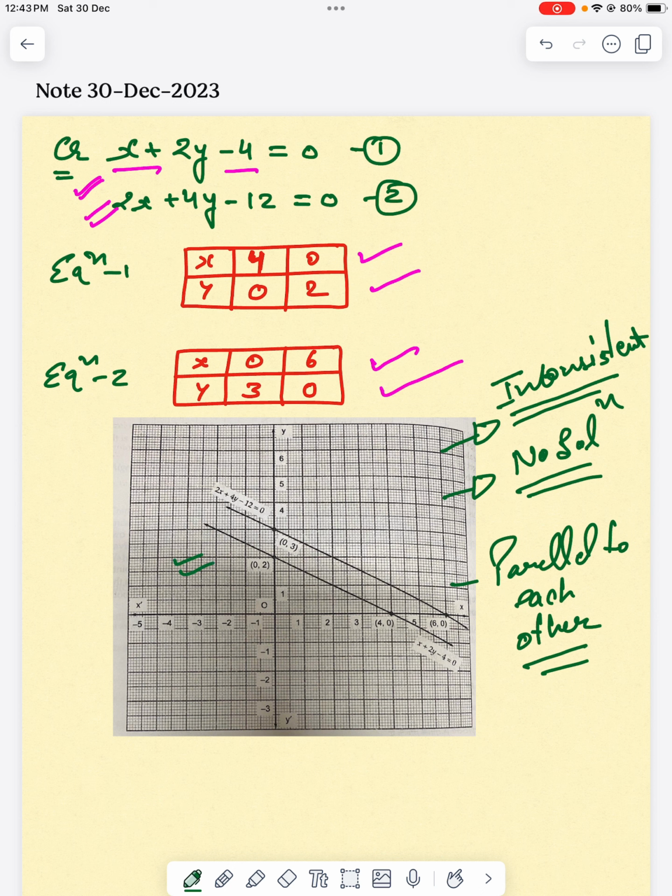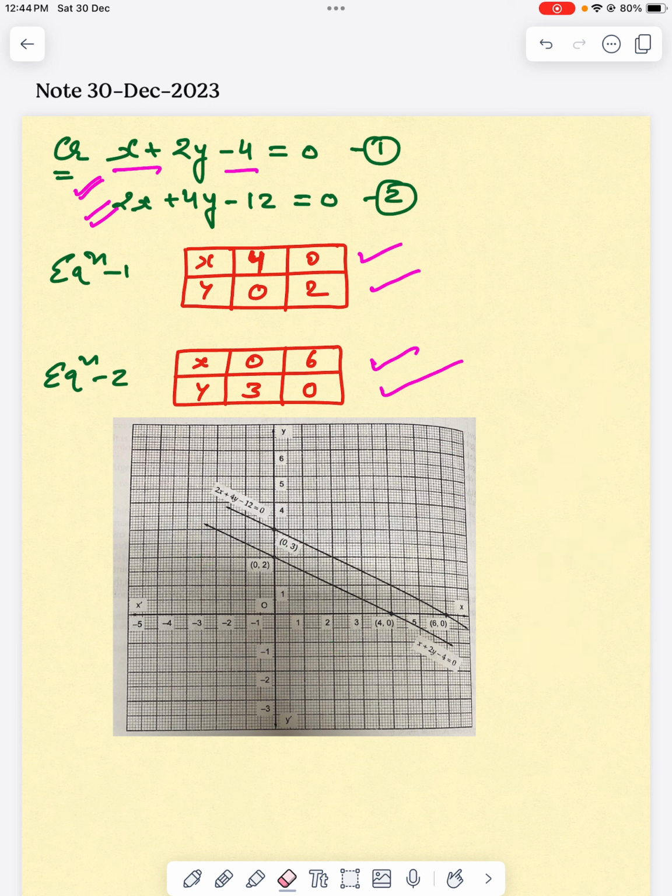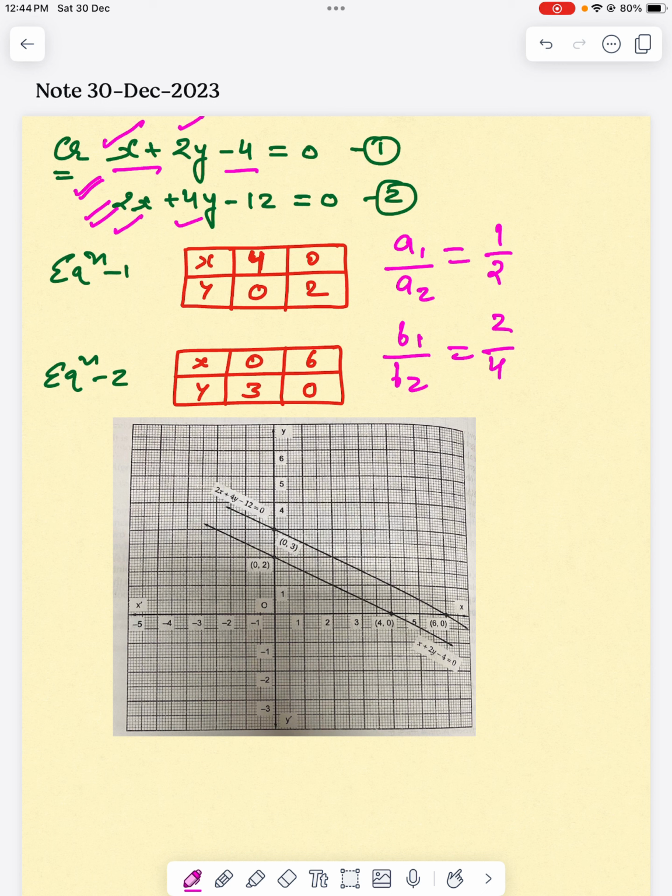This has to be remembered from your examination point of view. This is very important also. So since they are parallel to each other, they have no solution. So find the relationship with the coefficients also, that is a1 upon a2, b1 upon b2 and c1 upon c2. So I'm writing it here. a1 upon a2 is 1 upon 2. Similarly b1 is 2 and b2 is 4. Similarly c1 upon c2 will be minus 4 upon minus 12, it is 1/3.